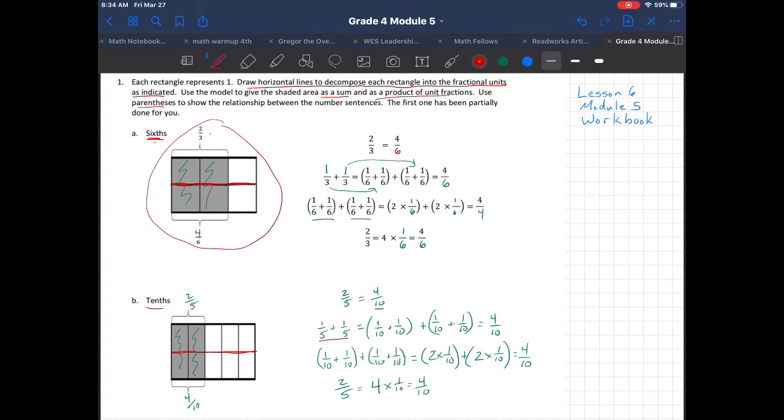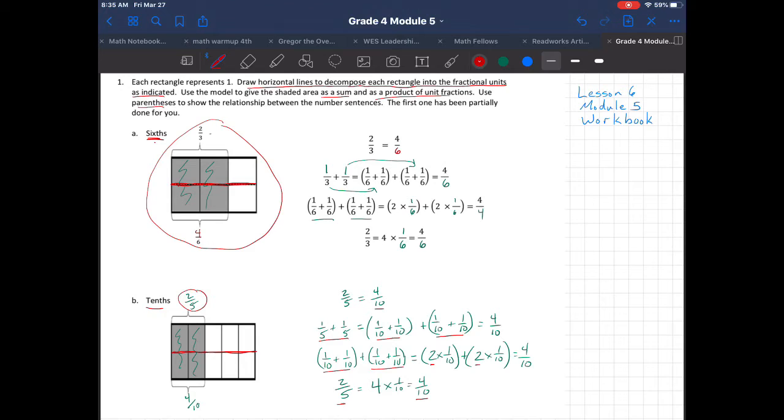The 1/5 plus 1/5 is the same as the 2/5, and then they're saying each of those 1/5 can be seen as a tenth plus a tenth. They're both a tenth plus a tenth. That's a total of 4/10. Then we have the tenth plus a tenth, and the tenth plus a tenth is also 2 times a tenth, and 2 times a tenth, it's still 4/10. And 2/5 is equal to 4 times a tenth, or 4/10.